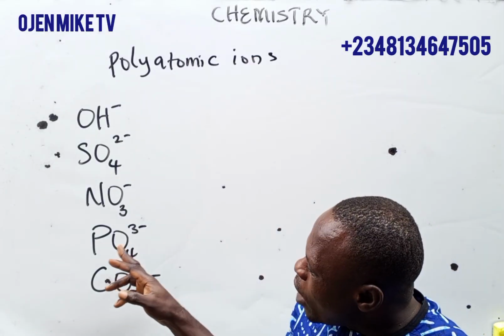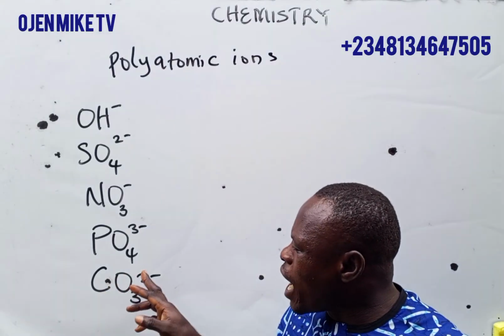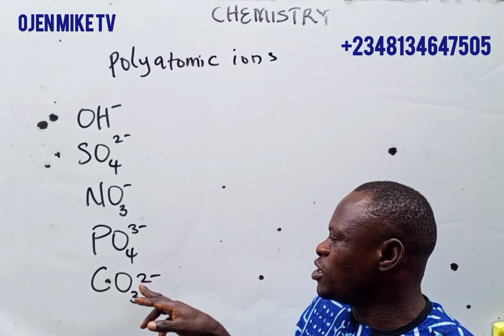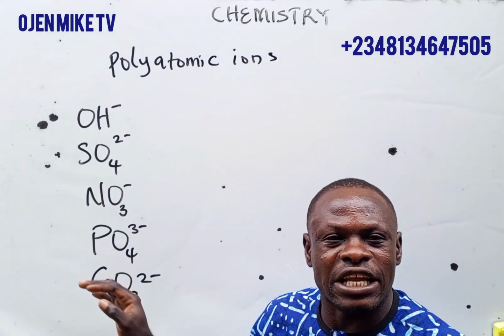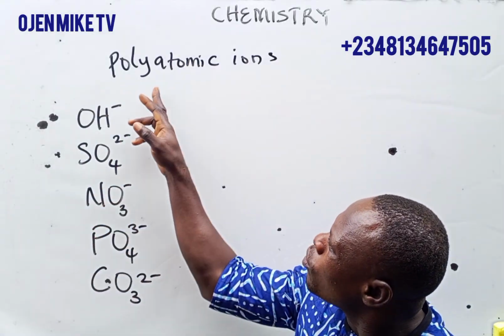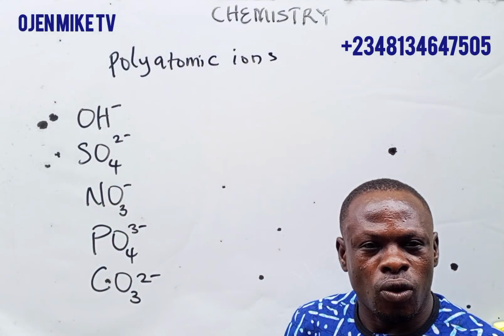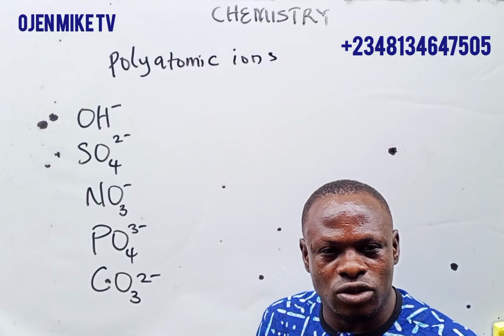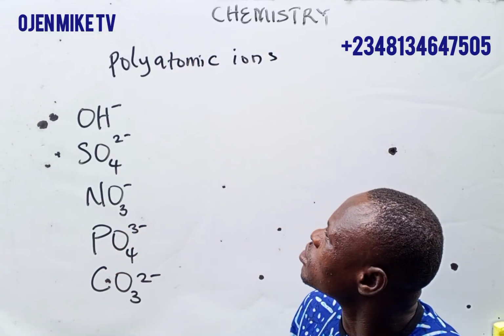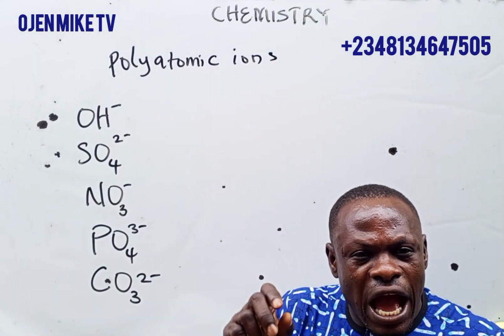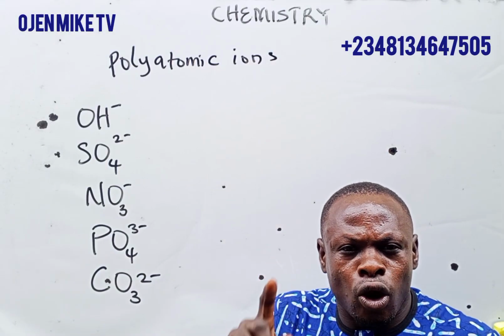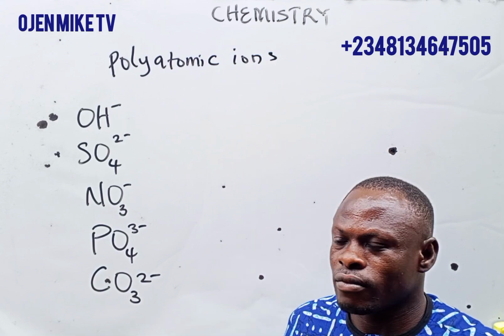You know why, anytime you see this kind of thing, why are they always raised to a power? Sometimes you see -2, -3, -1, -2. How are they called? They are called polyatomic ions. What do you understand by polyatomic ions? Polyatomic ions are a group of atoms bonded together that act like one ion with a net charge.